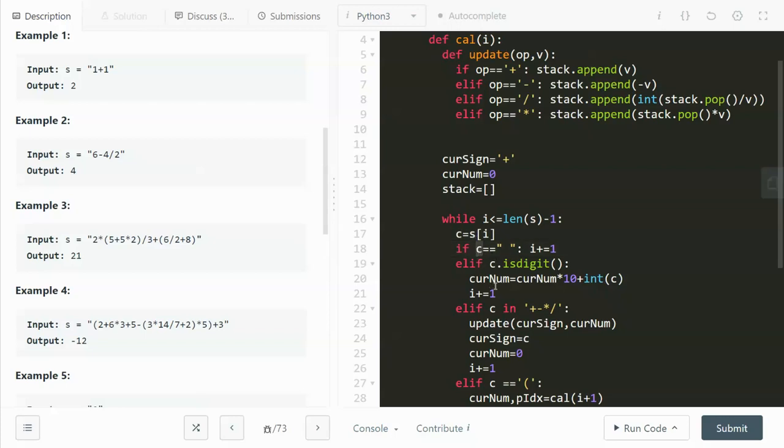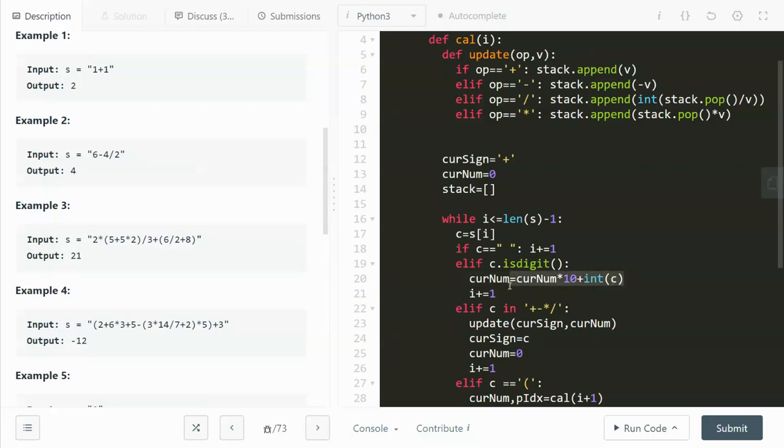If the current character is an empty space, right? We just move on to the next index. And else if the character is a digit, basically what we're going to do here is multiply the current number by 10 and then add the current digit.